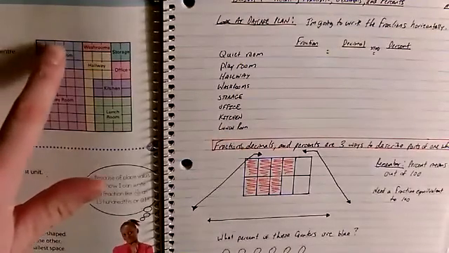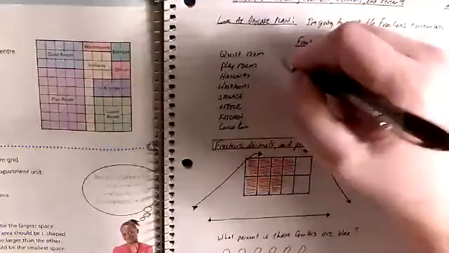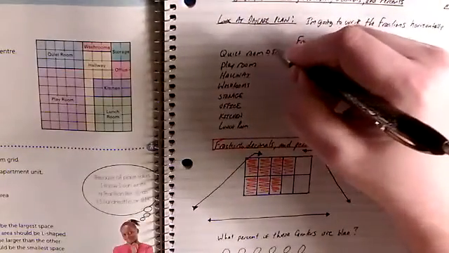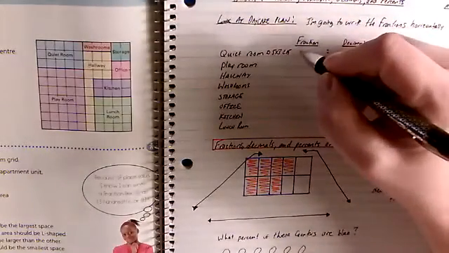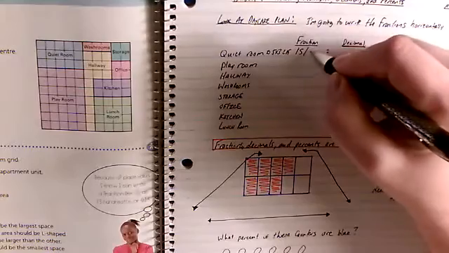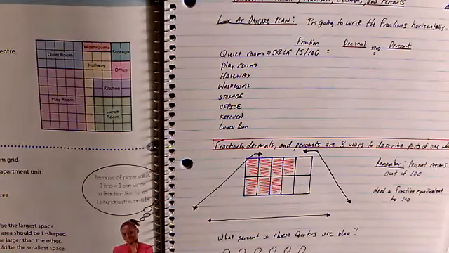Okay, so let's take a look at the quiet room. The quiet room has 5 by 3. So 5 times 3 is 15. So my fraction is going to be 15 out of 100. Let me just use a blue pen to make the highlight a little better. So 15 out of 100.